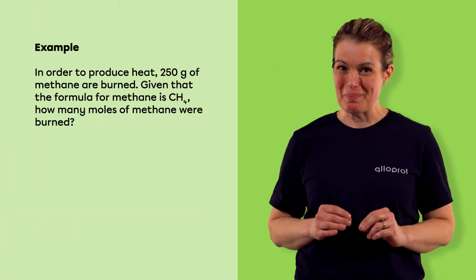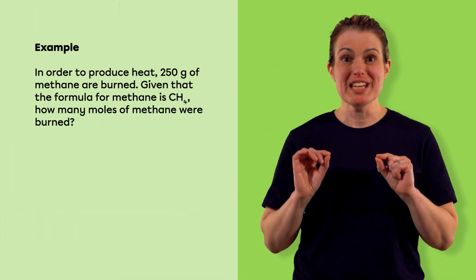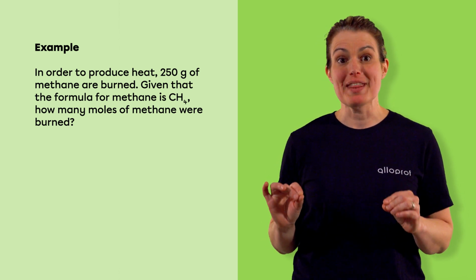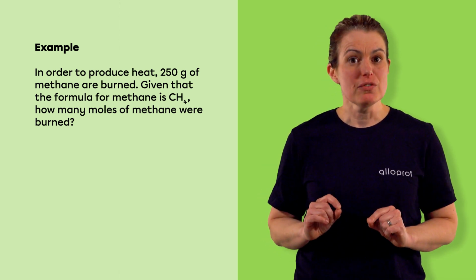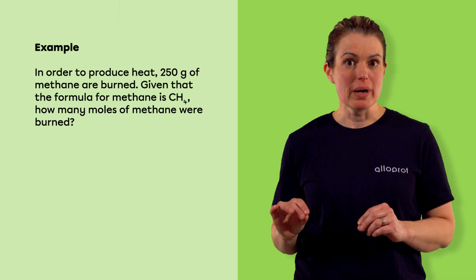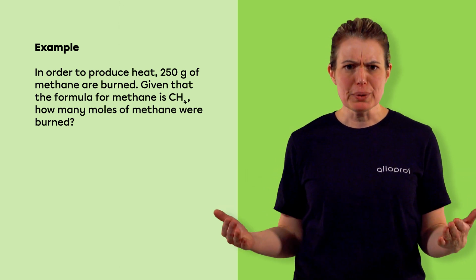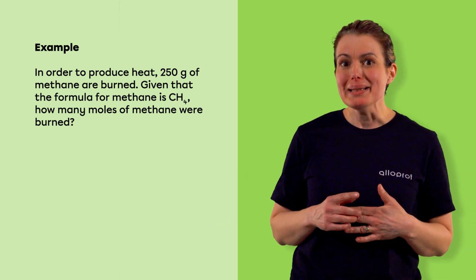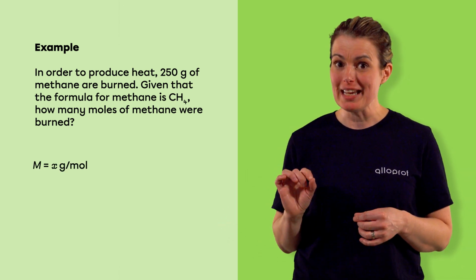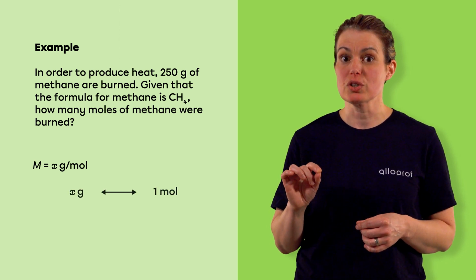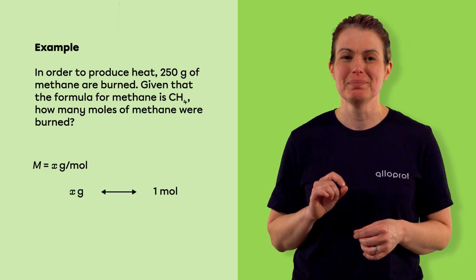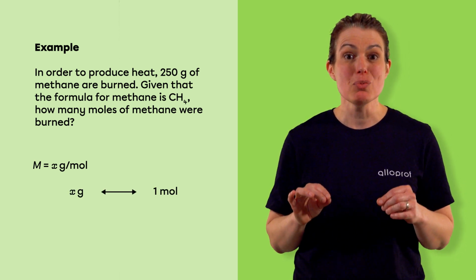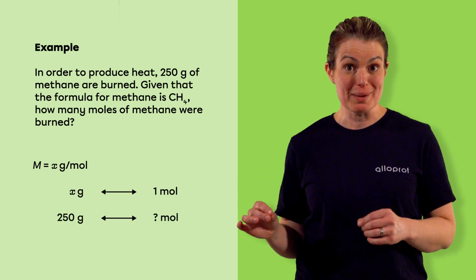Let's use an example. In order to produce heat, 250 grams of methane are burnt. Given that the formula for methane is CH4, how many moles of methane were burned? By calculating the molecular molar mass of methane, we will know what mass corresponds to 1 mole of methane. Then we can determine how many moles corresponds to 250 grams.